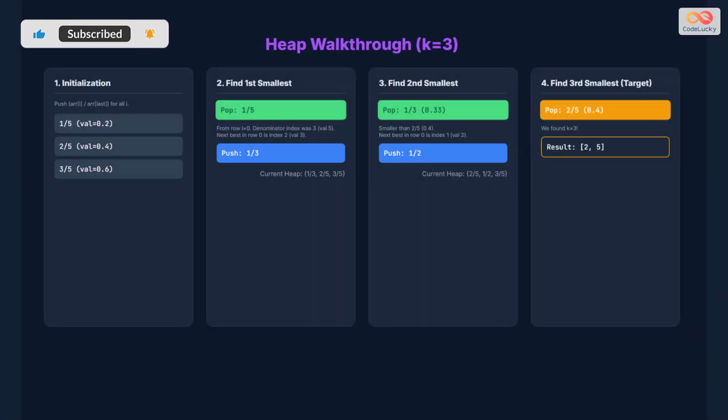Here is how the heap process works. Suppose we want the third smallest fraction. We initialize our heap with the smallest fraction for each numerator. In our example, that is 1 over 5, 2 over 5, and 3 over 5. We pop the smallest, which is 1 over 5. Since we used the denominator 5 for the numerator 1, we now look at the next best denominator for numerator 1, which is 3. We push 1 over 3 into the heap. We repeat this process until we have popped k times.